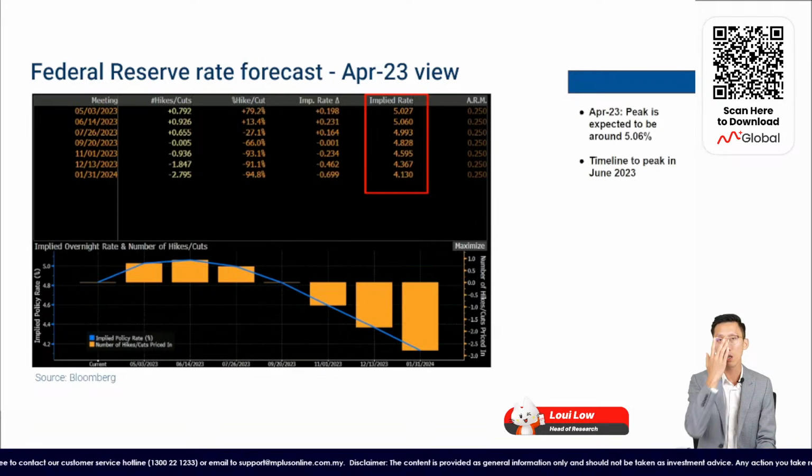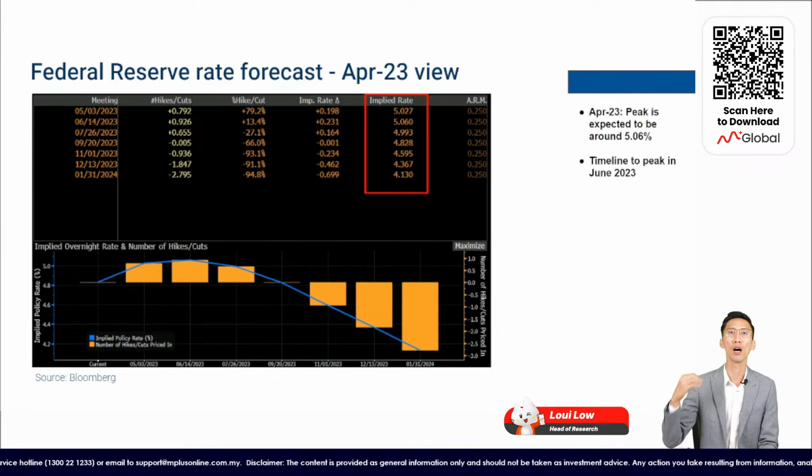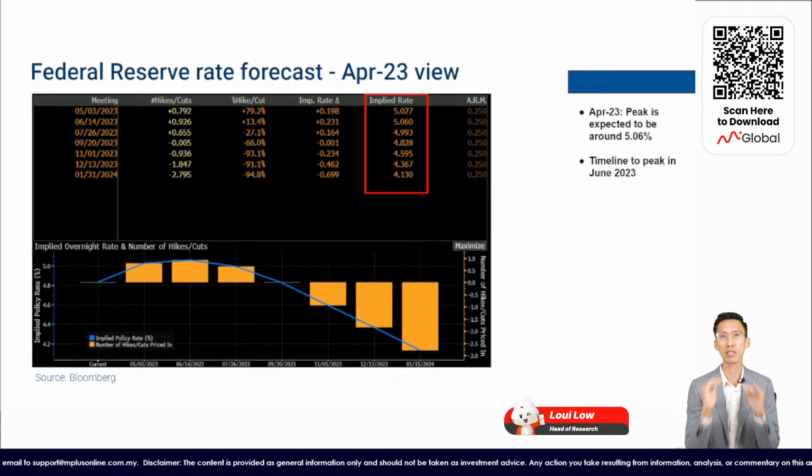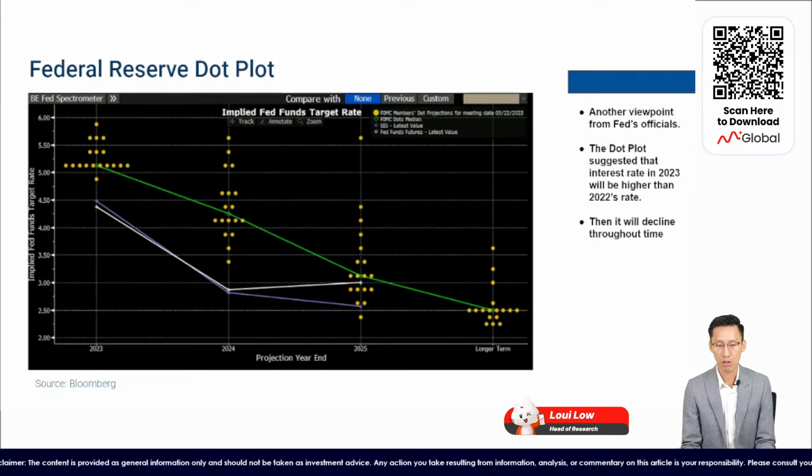So overall, I think as long as we are still having some growth in the GDP and the CPI numbers are coming down, then they can maintain the interest rate at this level. Okay. So this is from consensus, which means what does the market think about the Federal Reserve?